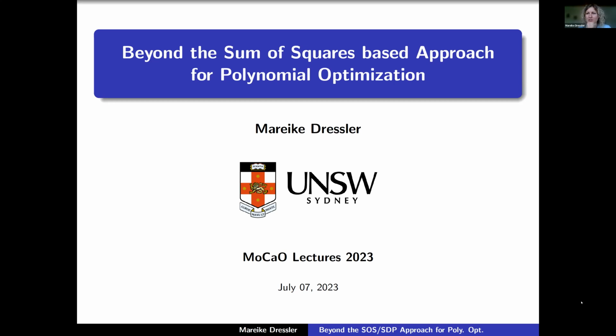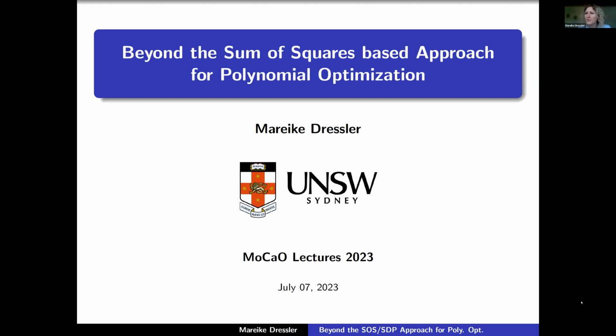So our topic this week was polynomial optimization, and what we have seen so far addressed this equivalence of polynomial optimization and deciding non-negativity of a polynomial. And we saw the sums of squares approach and the SDP approach for that. And today, as the title suggests, we will go beyond that.